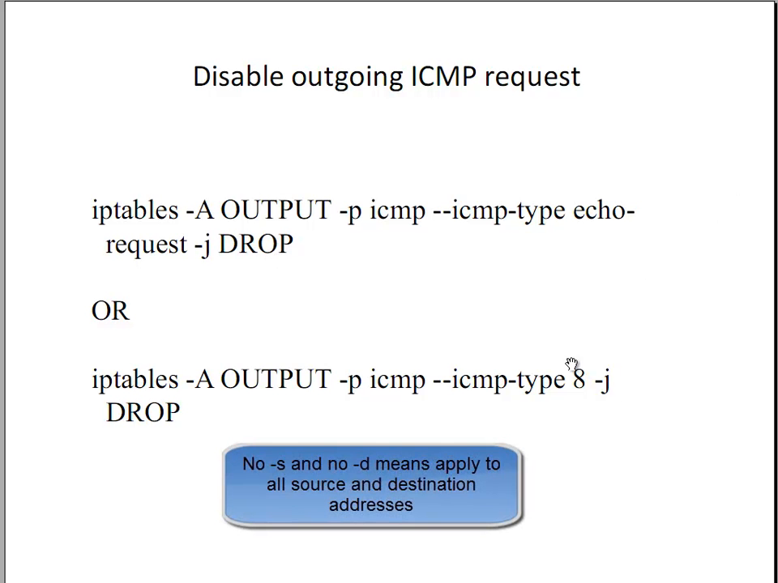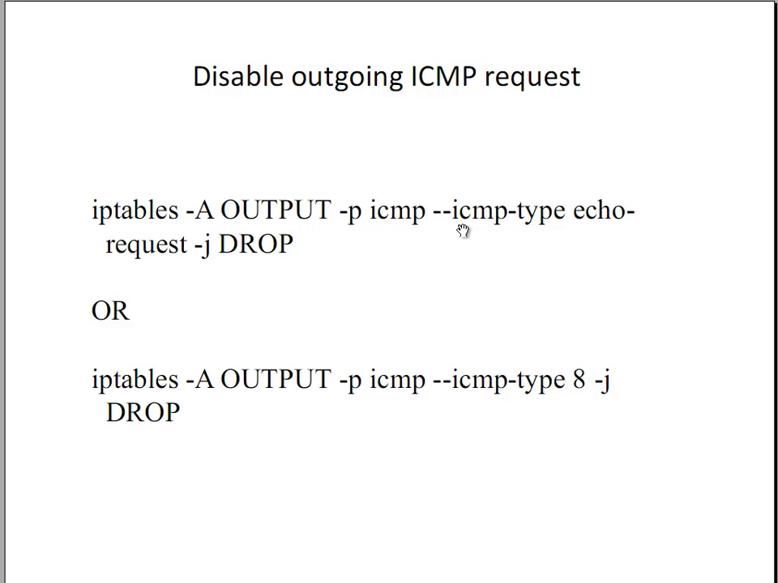So what don't we have here? We have no source address nor destination address, and it really doesn't matter, because what we're saying here is that there's no ICMP echo requests that are going to be allowed outgoing on the output chain, so they're all dropped. Alternatively, we can use the same syntax here, but instead of saying echo request, we can just include the number 8, which is a code type of echo request, and we're going to drop that packet. So that's a very simple way to drop all outgoing ICMP requests.